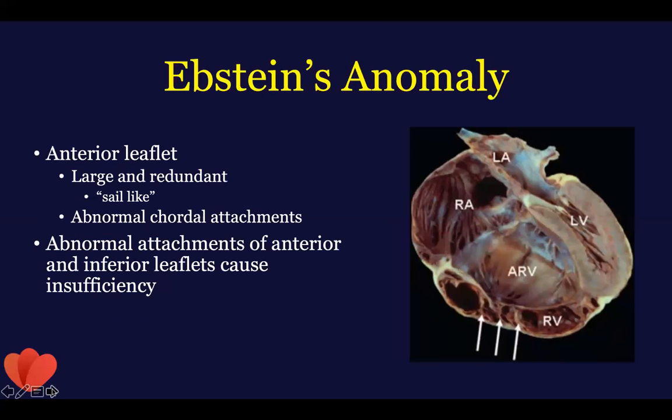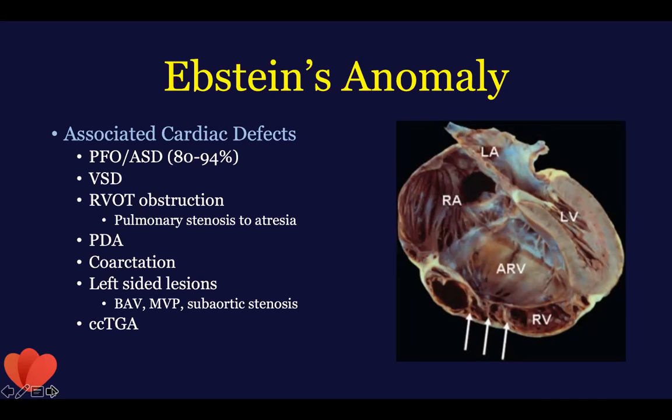Then depending on the anterior leaflet, that's the one leaflet you really nicely can pick up in a four-chamber. It is very redundant and sail-like, and if you put the color on, you can see that there's usually significant insufficiency. So again, looking for other anomalies besides Ebstein's anomaly: atrial septal defects, ventricular septal defects, RVOT obstruction such as pulmonary stenosis to atresia, PDA, coarctation, and left-sided lesions, also CCTGA, as we talked about before.